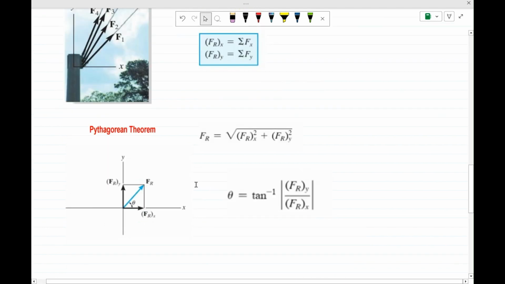For the direction angle, we are going to apply tan theta. Tan theta equals the resultant force in the y direction over the resultant force in the x direction. And of course, theta itself equals the inverse tan of the absolute value of the resultant force in the y direction over the resultant force in the x direction. Even if it's negative, we are going to ignore the sign.